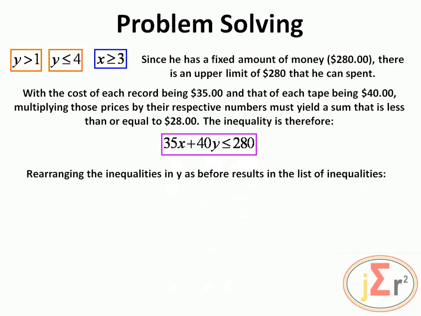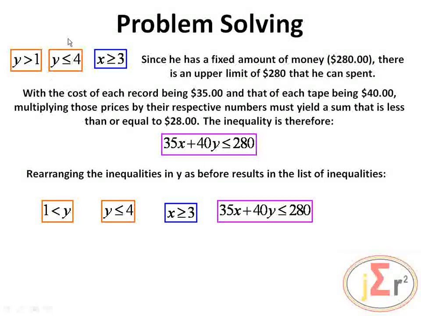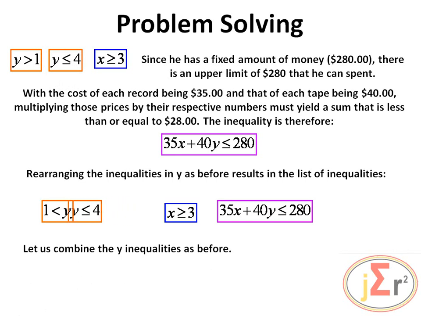Rearranging the inequalities in y as before results in the list of inequalities that we have down here now. Remember that these two will have to be combined to form one inequality. Let us combine the y inequalities as before, and this one is smoother than the two that we had before. Right. So now we have our 3 inequalities, and we may proceed to graph them.